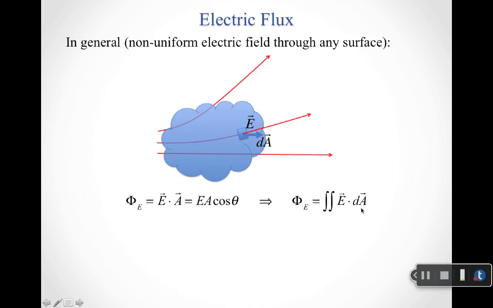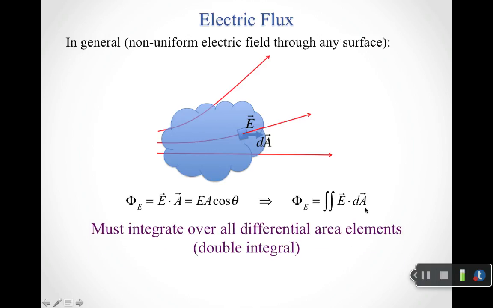Adding up over area elements means that I'm really doing a double integral, because I'm doing an integral over area. So when I integrate over all my little area elements, this square here and another square over here and another square over here, all the area elements that cover the surface I'm interested in, that requires a double integral. So we've got to remember that we've got a double integral when we're dealing with a non-uniform electric field through a surface that isn't flat.